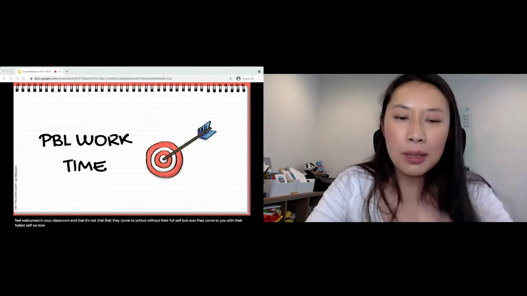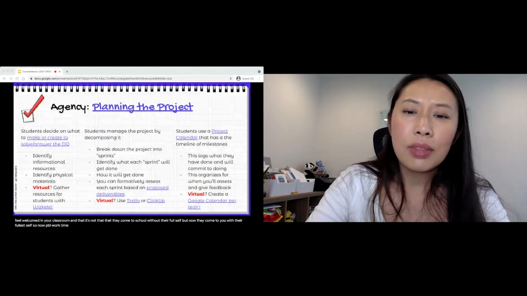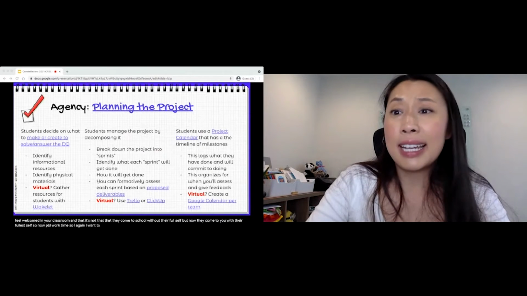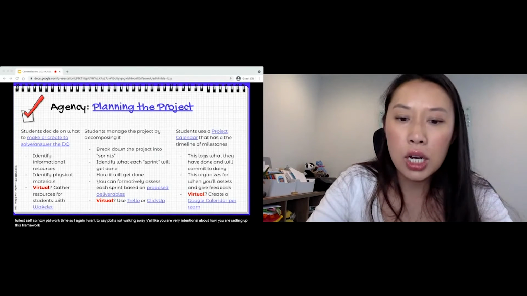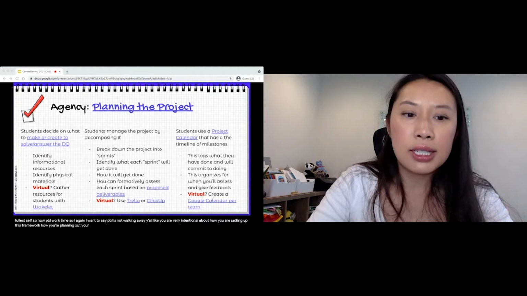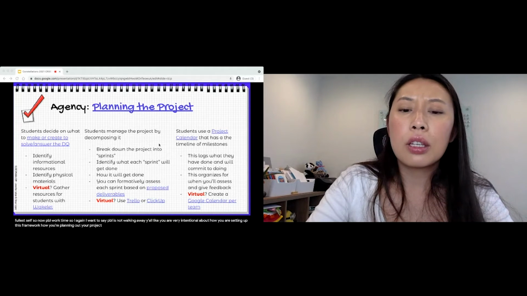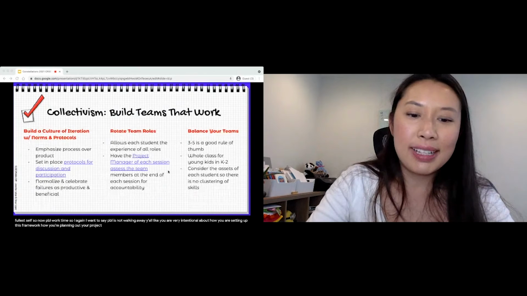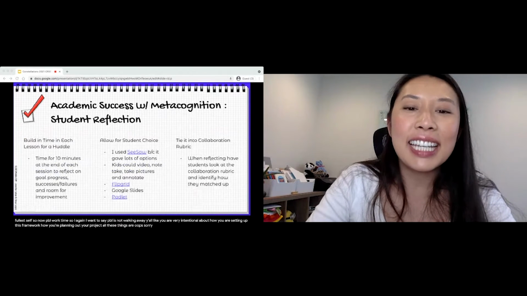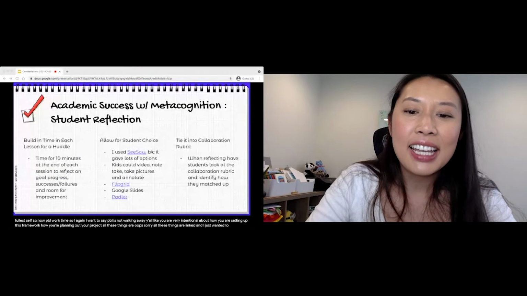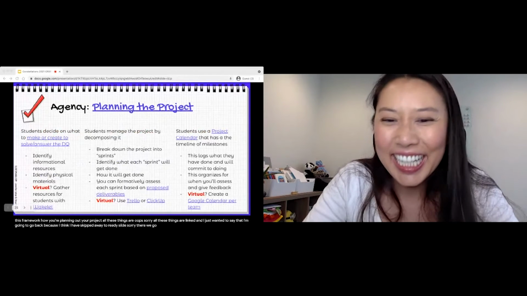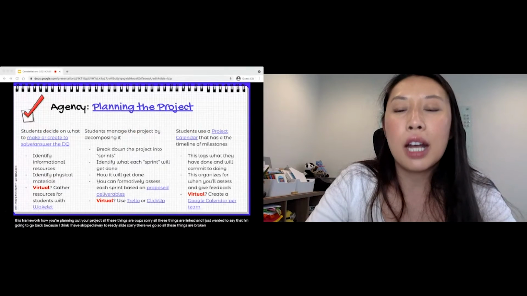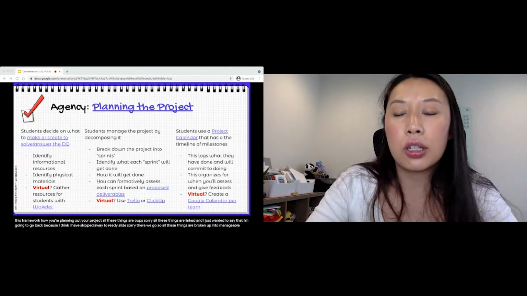So now PBL work time. So I want to say PBL is not walking away, y'all. Like, you are very intentional about how you are setting up this framework, how you're planning out your projects. All these things are linked. And I just wanted to say that I'm going to go back because I think I have skipped way too many slides. Sorry, there we go. So all these things are broken up into manageable chunks for you guys.